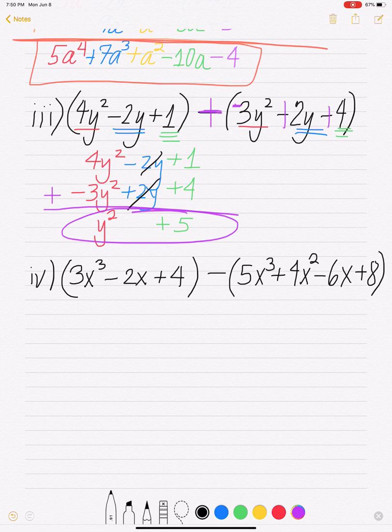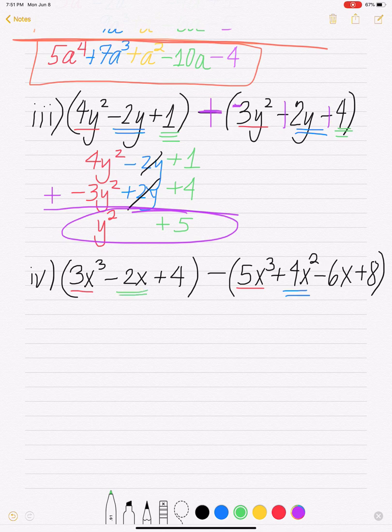So first we want to begin color coding. I'm going to call my cube terms red. So the 3x cubed is going to be red here, and then over here on the other one, 5x cubed is going to be red. All right, notice we don't have an x squared term in the left polynomial, but in the right polynomial we do. I'm going to call that the blue term. We have x terms in both polynomials. I'm going to call these the green.